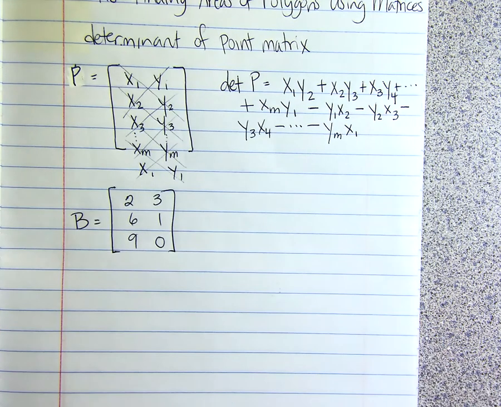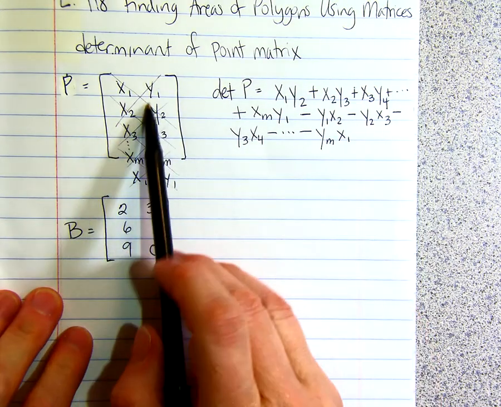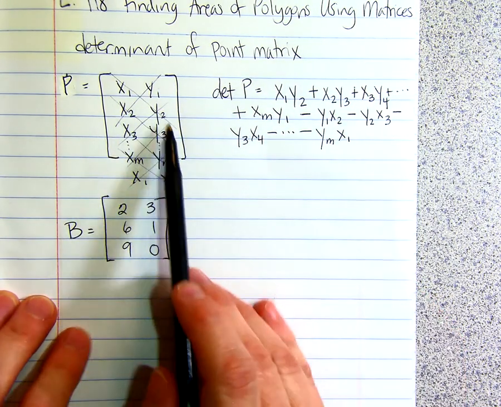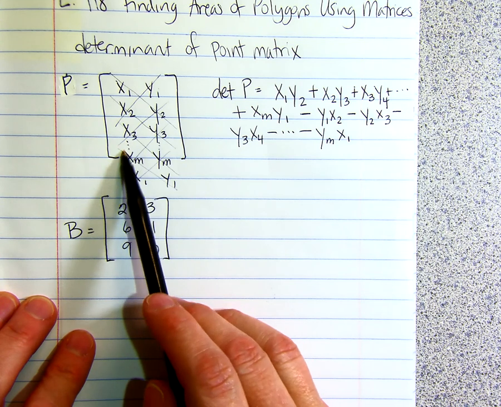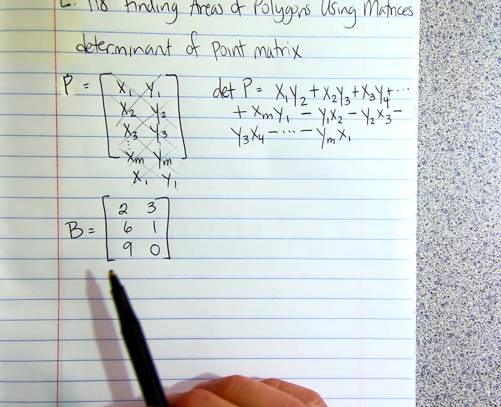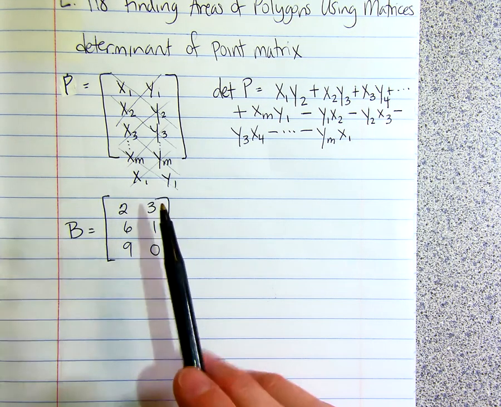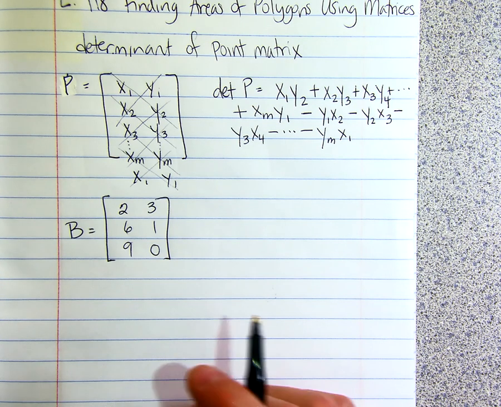Student: What are x and y 4? These are x and y 4, the fourth point. You're going to have a 4, a 5, a 6, all the way to n. It just depends on the polygon.